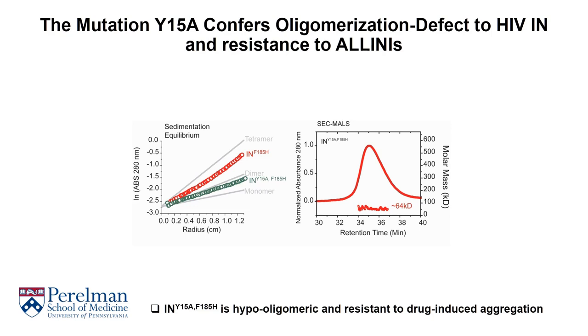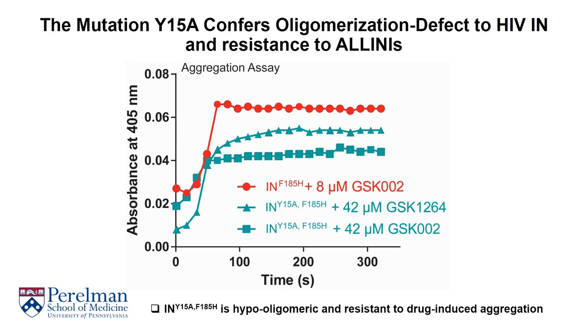What we can see is, relative to the wild-type form of the protein, the integrase Y15A mutation confers a dimeric character to the protein. This is recapitulated in SEC-MALS at room temperature, where we see the elution peak from the Y15A preparations eluting exclusively as dimers. Most importantly, in aggregation assays, we find that the drug-induced polymerization is greatly attenuated, even at elevated drug concentrations with both 1264 and 002. And in experiments I don't show you here, the protein Y15A retains the affinity for LEDGF-IBD, which is required to fold both the NTD and the CCD.